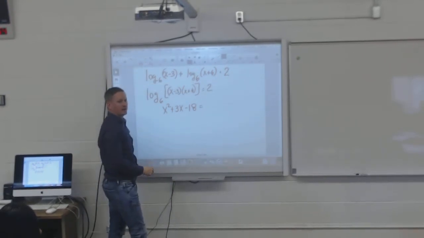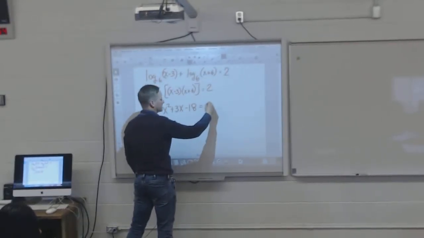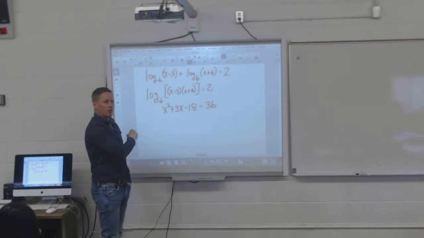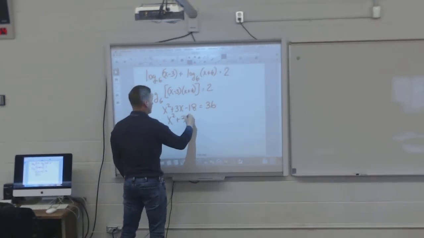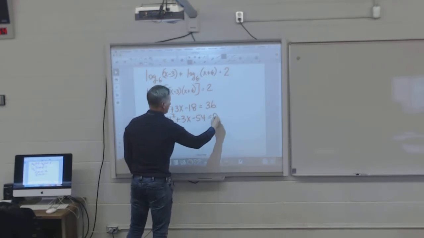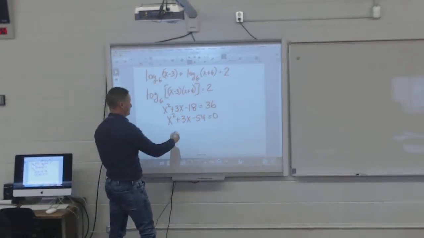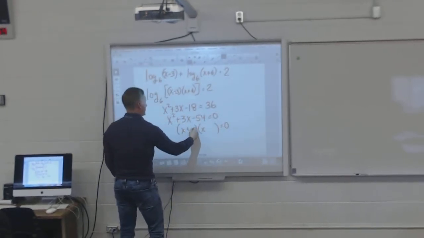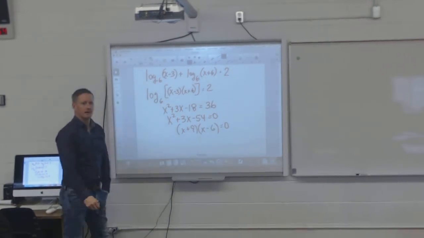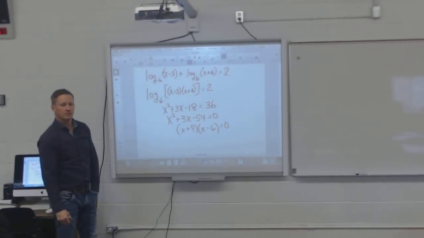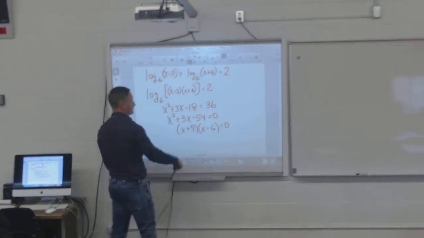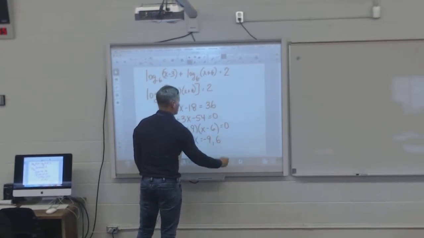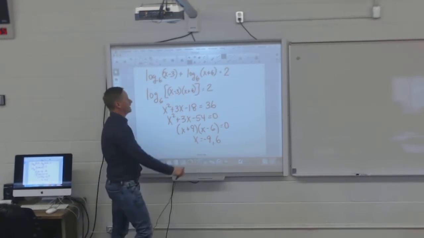And that's equal to what if I've changed this to exponential? 6 to the 2, which is 36. Move it over. I get x squared plus 3x minus 54 equals 0. Factor it. What is that? Plus 9 minus 6? Okay? So far so good? Questions? I'm doing all the grade 10 stuff fast. Equals negative 9 and 6.